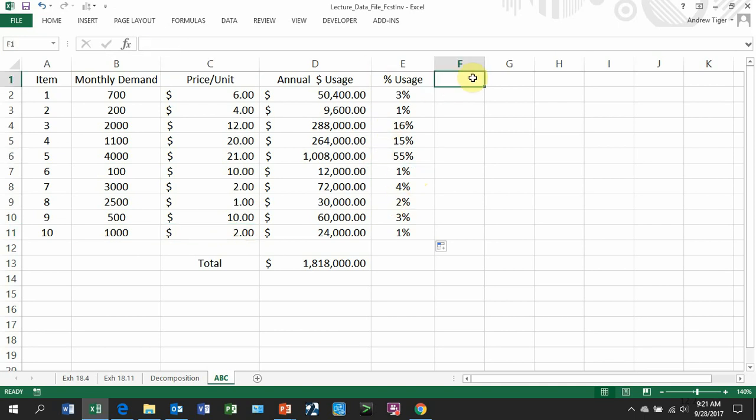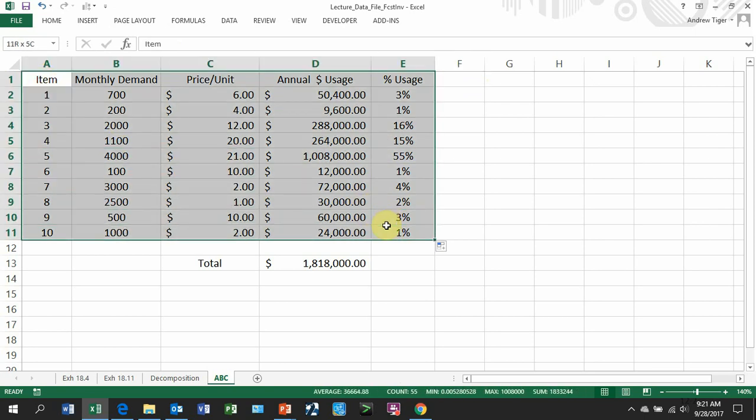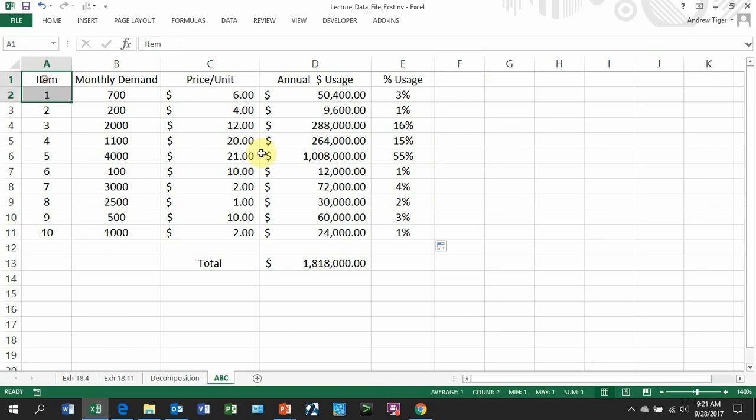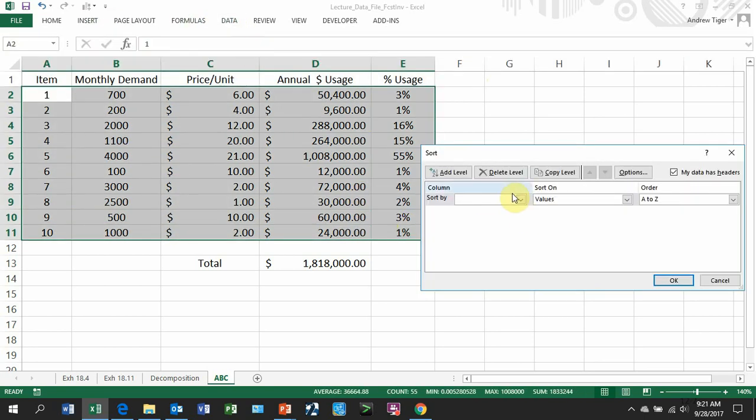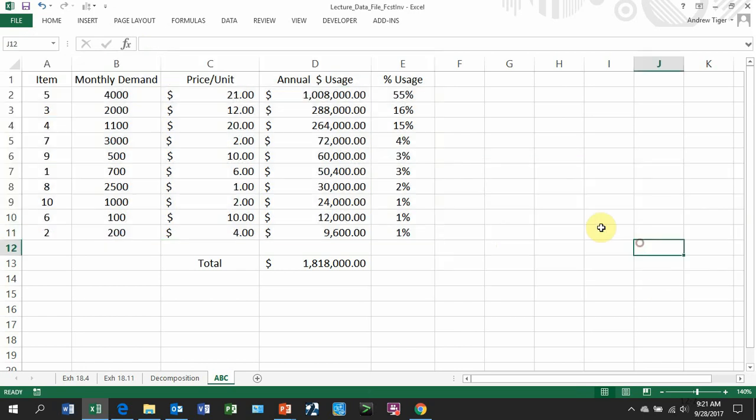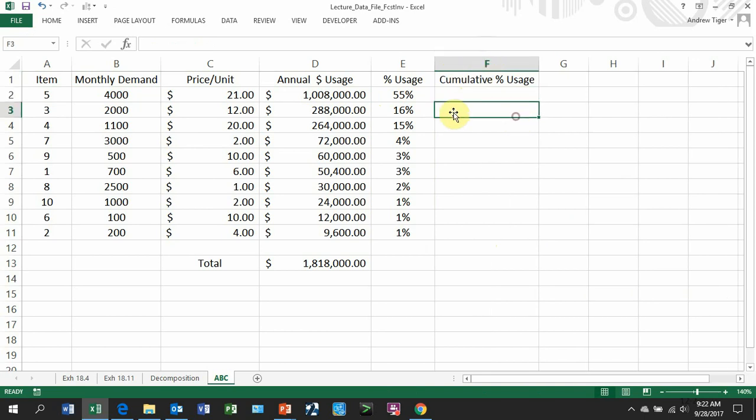I'm going to go ahead and sort this. Data, sort. I'm going to sort on the usage from high to low. And that'll bring my most important items to the top. And I'm going to go ahead and calculate my cumulative percent usage. So the cumulative, well, the first one is just this one. But the next one is equal to what I started with plus the incremental, the next one.